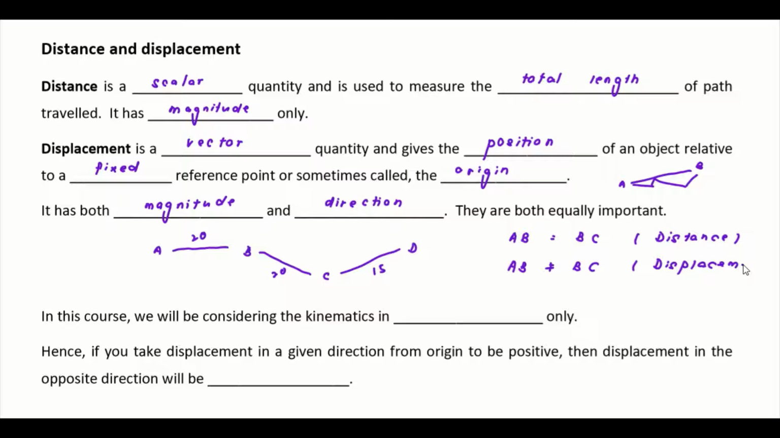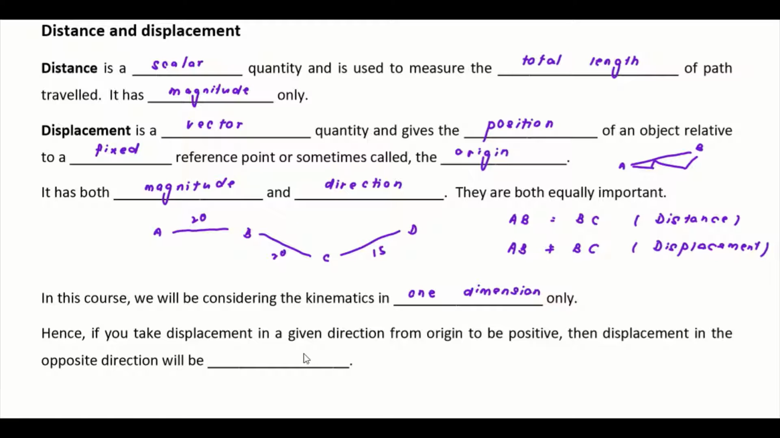In this course, all the kinematics that involve will be in one direction only, so one dimension. The idea is that we take displacement in a given direction from the origin to be positive. If this is the direction that my displacement is positive, then the displacement in the opposite direction will be negative. That's the idea for one dimension.